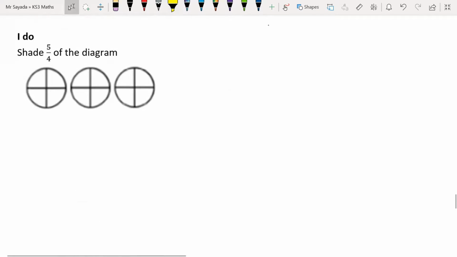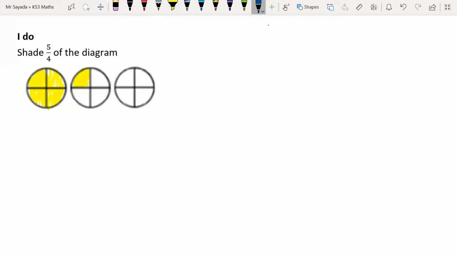I'm going to do this example too. This example says shade 5/4 of the diagram, 5 over 4. Each of these circles has been split into 4 parts, so I am dealing with quarters here. I'm dealing with fourths, quarters. I need to shade 5 of them. So 1, 2, 3, 4, 5.